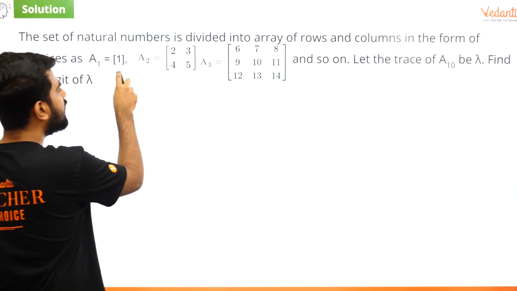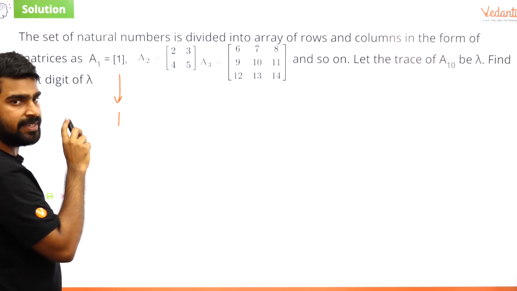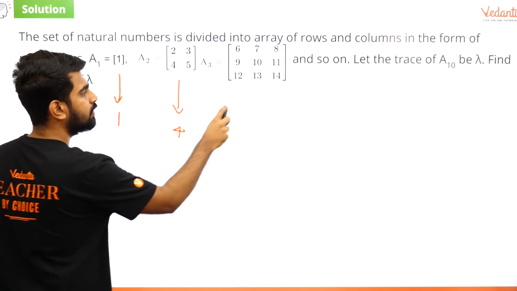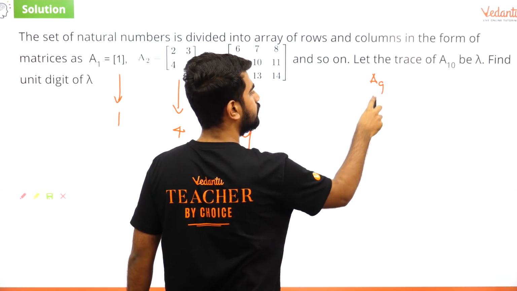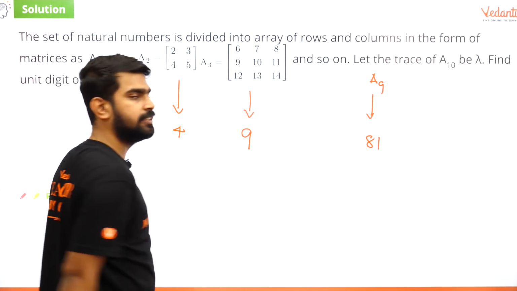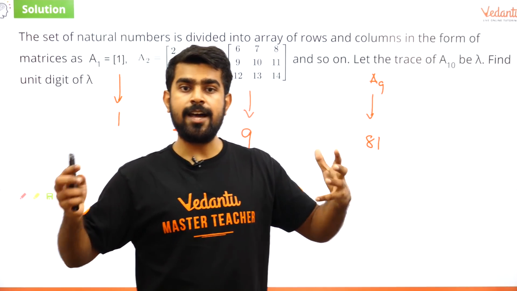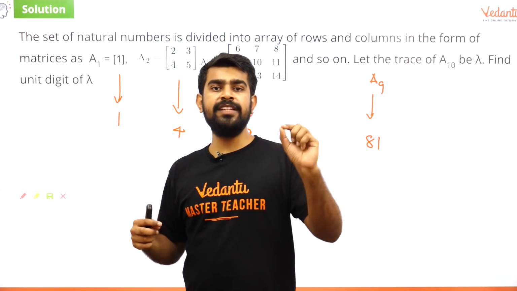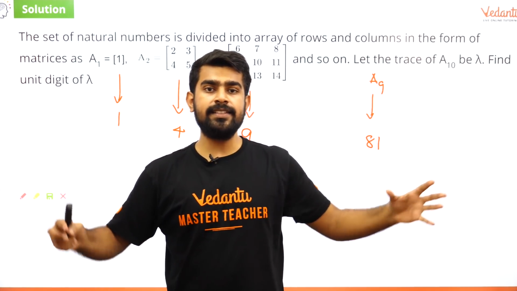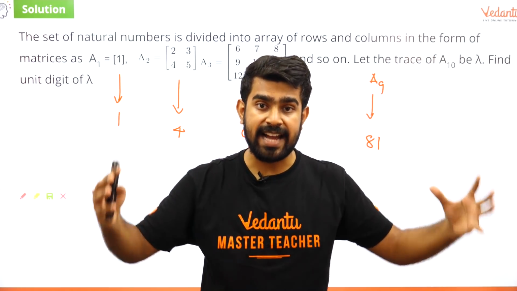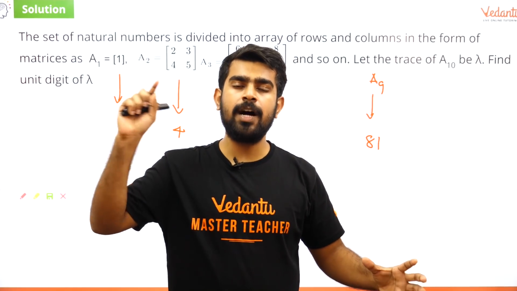Now, A1 has one element. A2 has 4 elements. A3 has 9 elements. So A9 will have how many elements? 81 elements. What I am trying to do here is list down how many numbers are present in each of these matrices A1, A2, A3, A4 till A10. Once I get the total number of terms up to A9, I can get the starting term of A10.